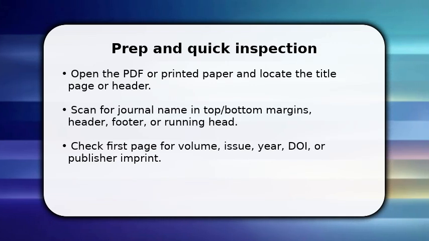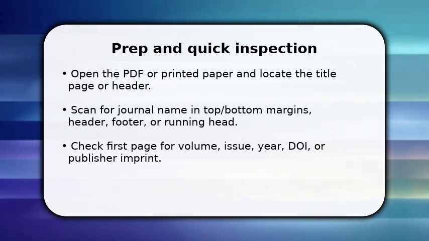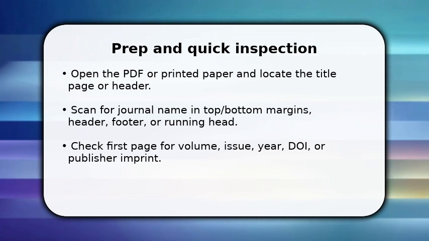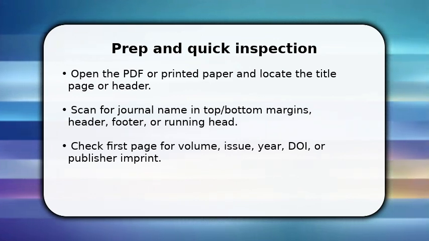Enjoy the video. You start by opening the paper and targeting the first page. This is where publishers place identifying info. Look at headers and footers immediately because the journal name often appears there. Once you spot volume, issue, year, or a DOI, note them. They confirm the venue. If the running head is abbreviated, keep scanning the top and bottom margins. This quick inspection saves time and points you toward the explicit journal name or abbreviation.